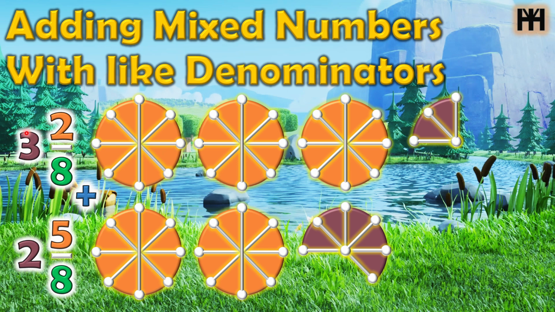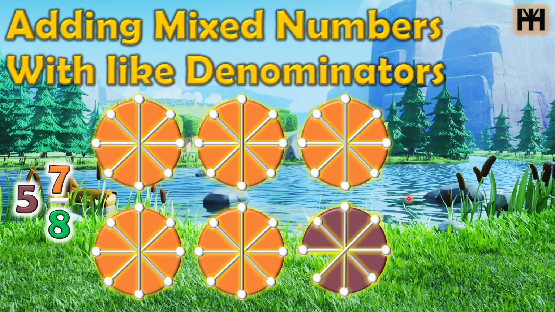You'll add the 3 and the 2, the whole numbers, so you'll get 5, and we add 2 over 8 plus 5 over 8. In that case they have a common denominator, 8, so we'll just add the numerators, 2 and 5, so it will be 7. So it will be 5 and 7 over 8.